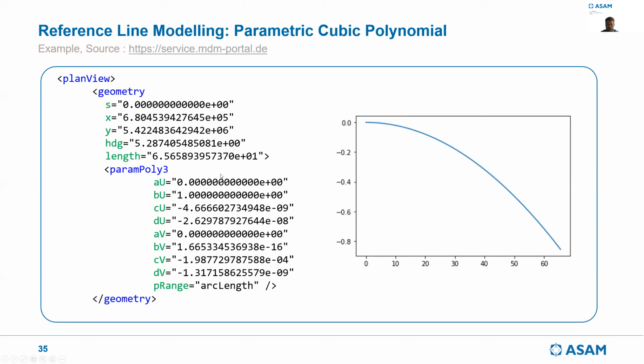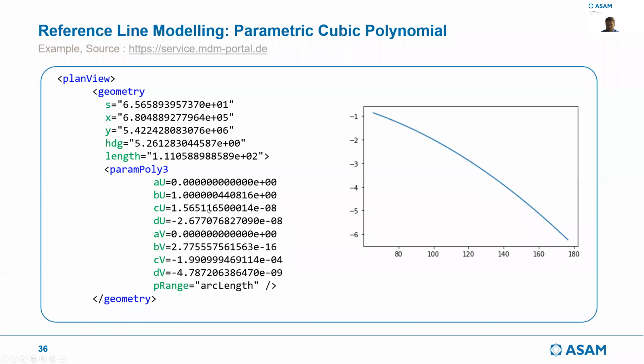All right, so here we have the definition of a parametric cubic polynomial element that is actually taken from a real world measurement. And the link is up here where you can find that real world measurement where I've got that third order parametric cubic polynomial from. And here you can see also the A, B, C, D parameters of the U equation and the V equation. And then you've got also the P range. So that will be the sample points. And of course, the already familiar parameters for geometry.